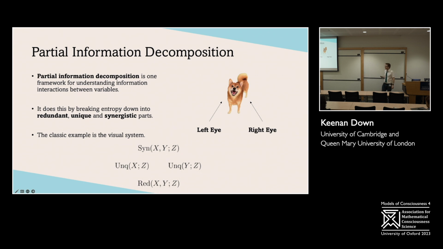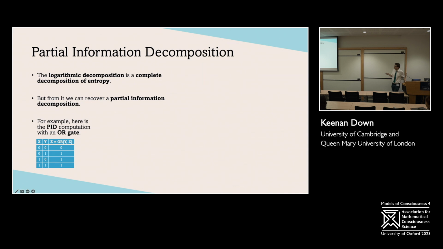But the really interesting thing is the depth, right? I can't see how far away this object is unless I use both sources to compute it, right? So that information is only accessible in this sort of synergistic fashion by having access to both sources. So these are sort of broad, large-scale chunks of ways of thinking about information processing, essentially. And we can do this partial information decomposition in a sort of meaningful way with the logarithmic decomposition.